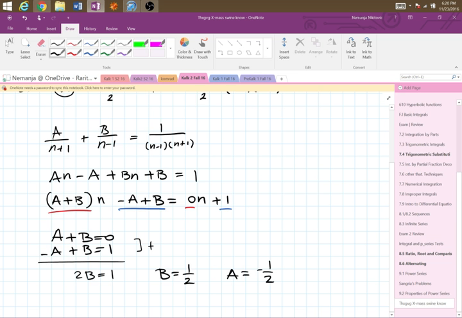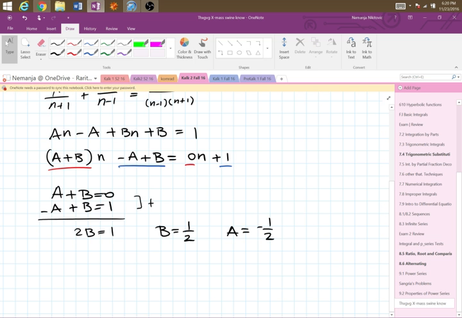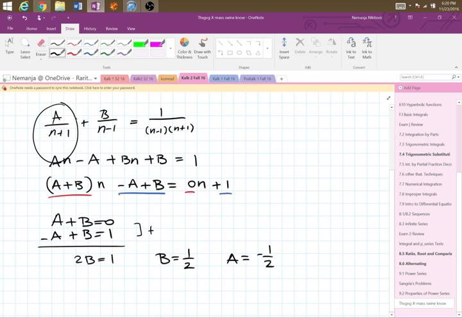Negative is associated with n plus 1. Because it's over. Okay. Right.